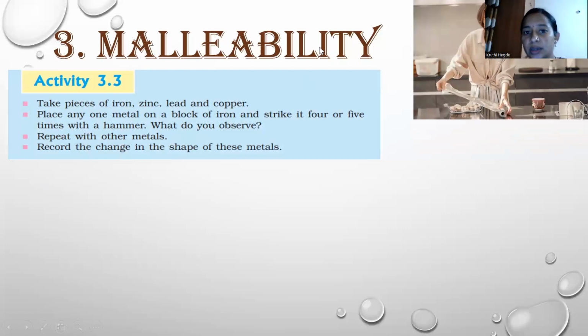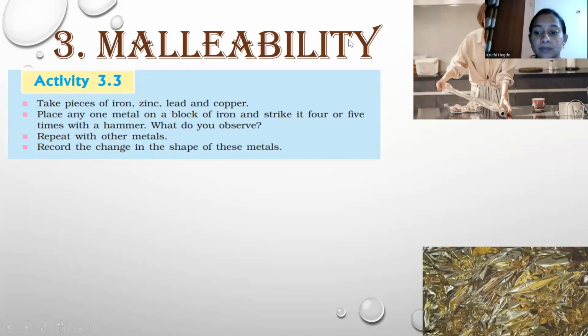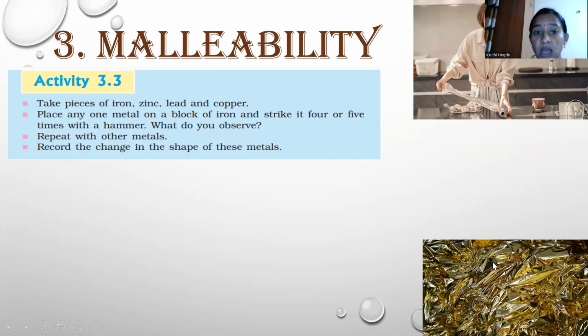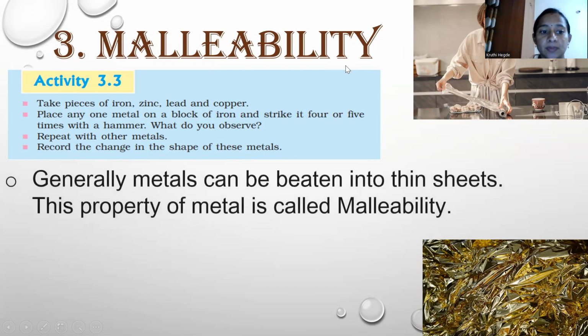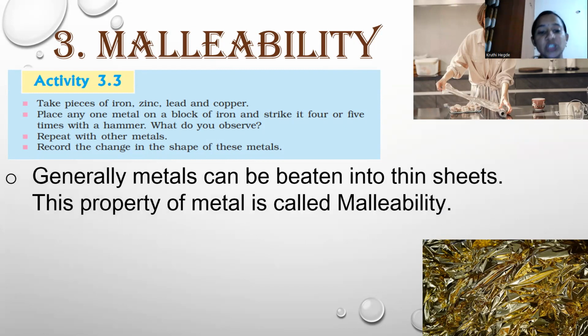Here you can note in this image, person is using aluminium foil to wrap the foot. Aluminium foil is thin sheet of aluminium that has happened just because of this particular property of malleability. And here you can see gold foil. Gold foil made out of gold is also because of this property of malleability. Generally, metals can be beaten into thin sheets. This property of metal is called as malleability. So, generally, metals are malleable. They can be beaten into sheets.